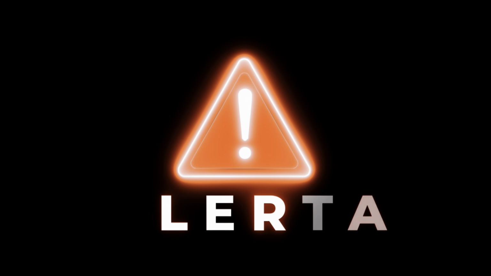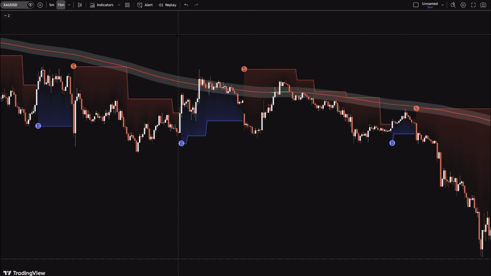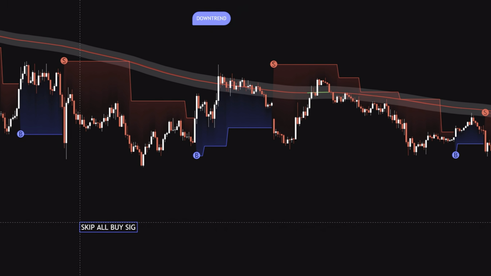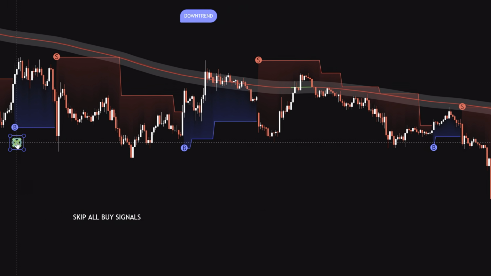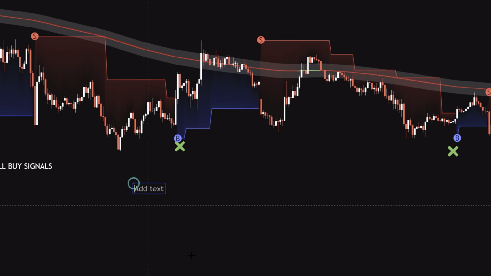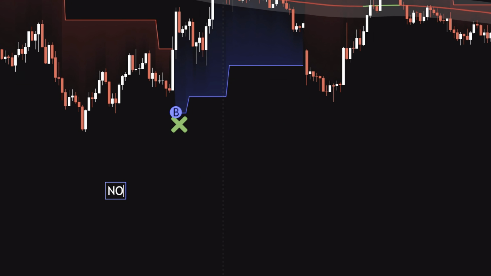Now here's where amateurs lose. They see a sell signal and they take it, even though price is above the trend line. That's not a trade, that's a donation. When the trend is up, you ignore sell signals. When the trend is down, you ignore buy signals. This one rule removes half of your losing trades, but it doesn't make the remaining signals automatic winners. This is where price action comes in.